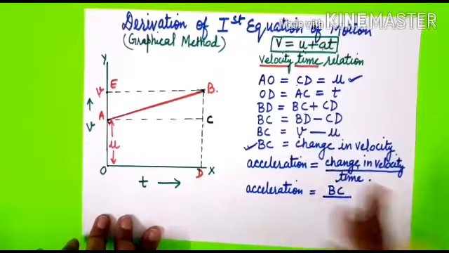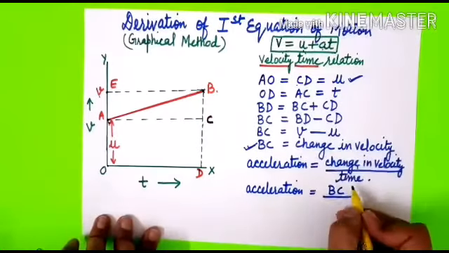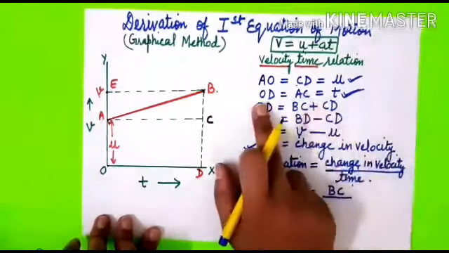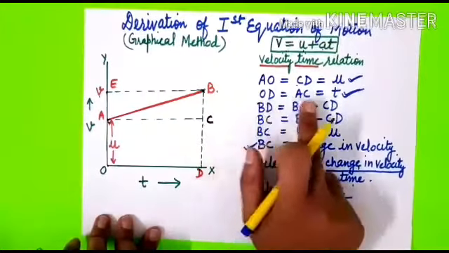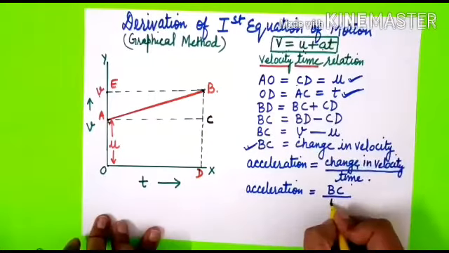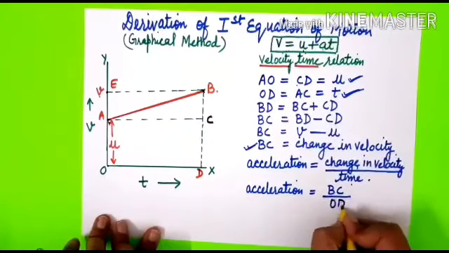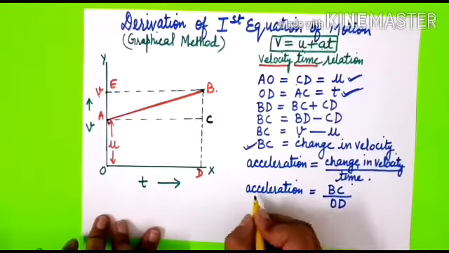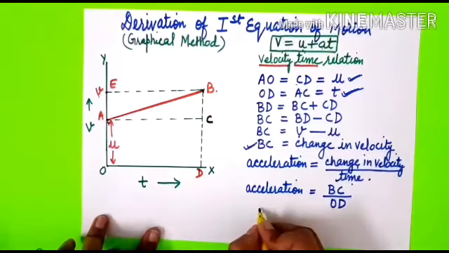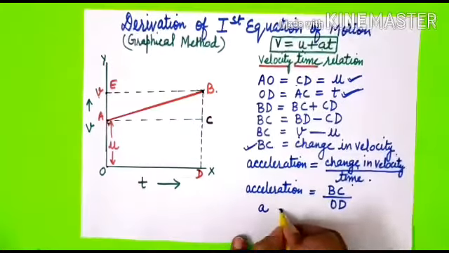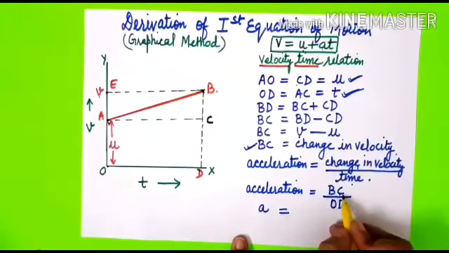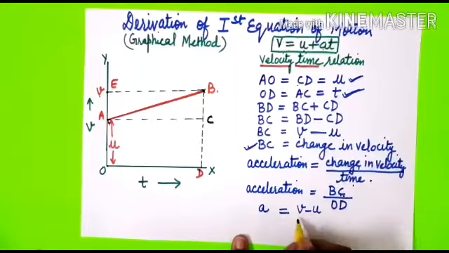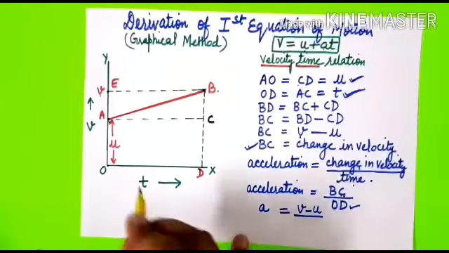We have already done this part, and time can be represented in terms of the graph, by OD or AC. So we can put the value of time, that is OD. Clear? Now put the symbol. Acceleration can be represented by A. BC represents the change in velocity, means final minus initial. OD is T.